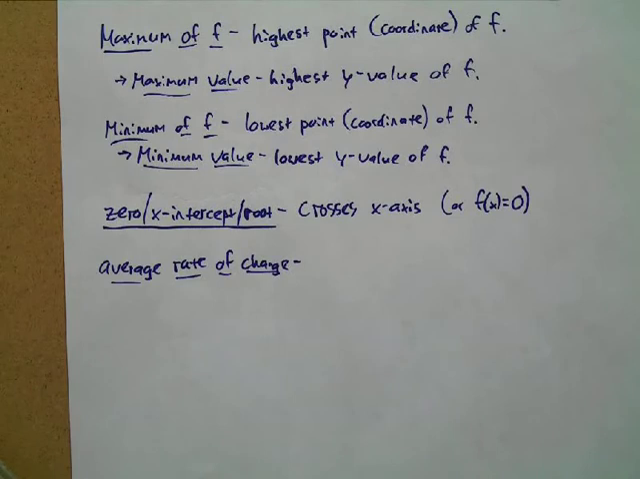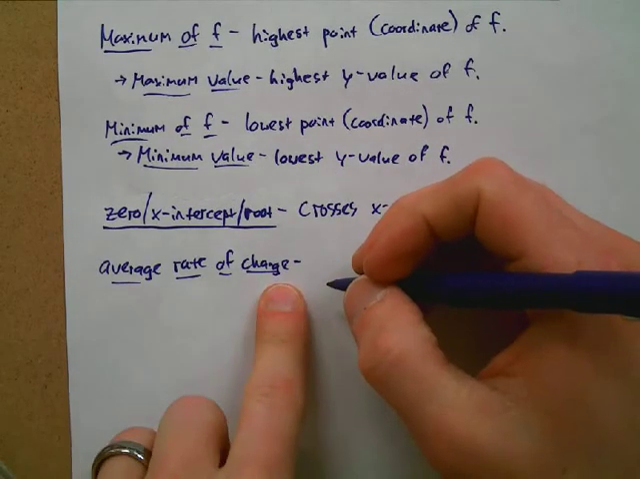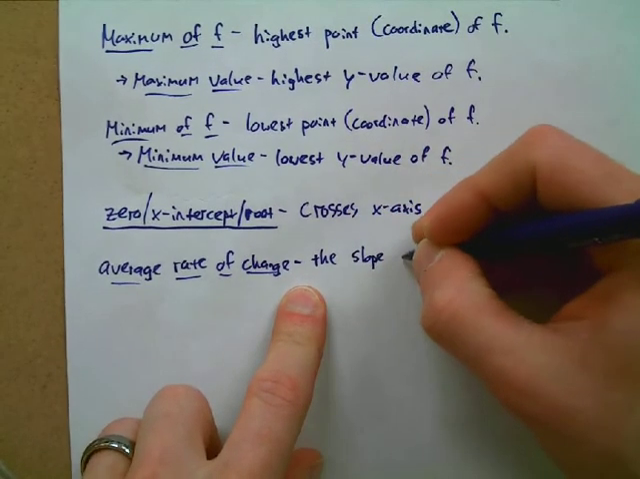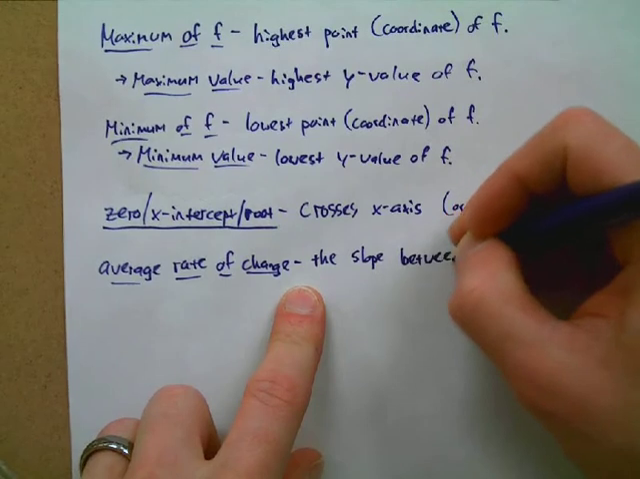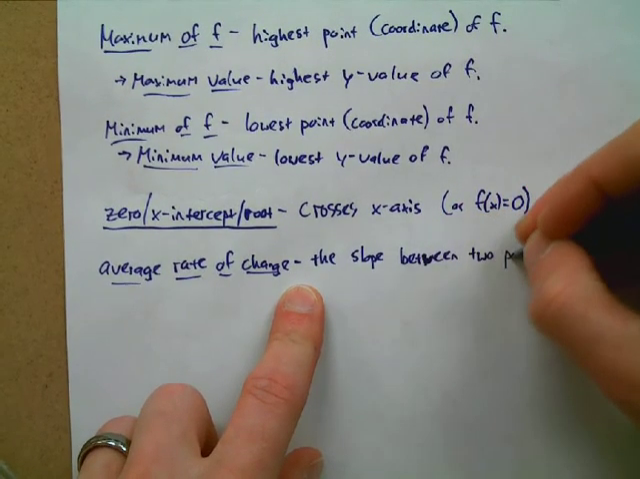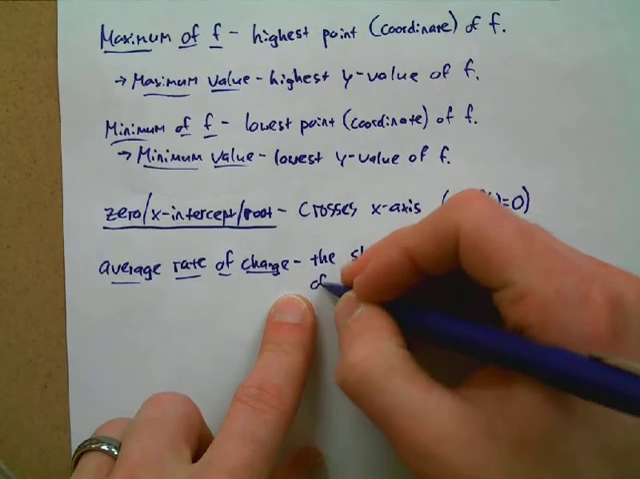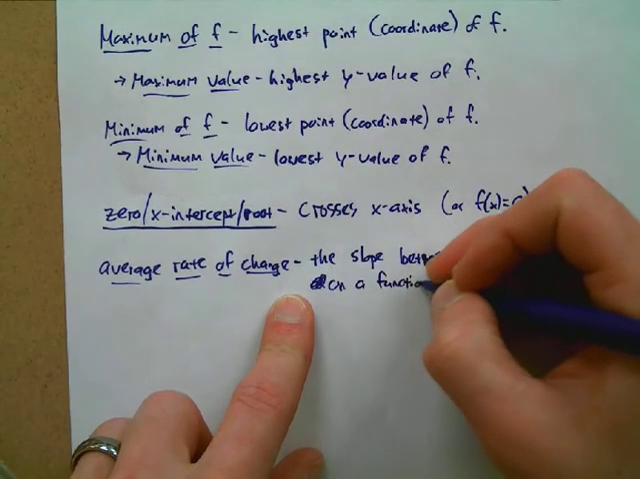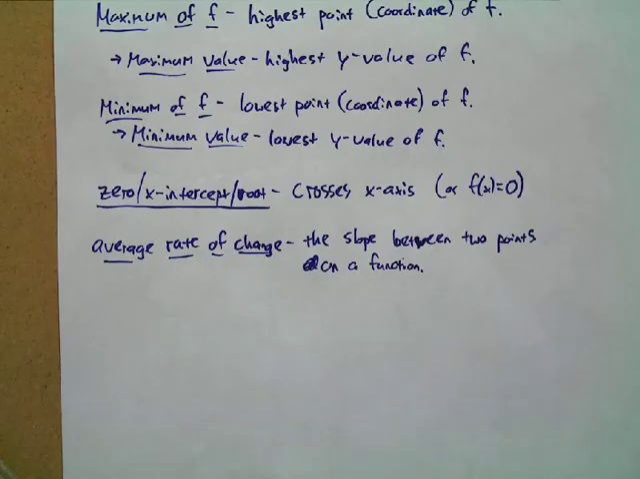And it's not mind-blowing. The average rate of change is just the slope between two points on a function. Will you need to know the slope formula? Nope. I'll give you the slope formula. But you'll need to be able to interpret that when you are asked to find the average rate of change between 2 points, you need to find the slope between the 2 points on a function.